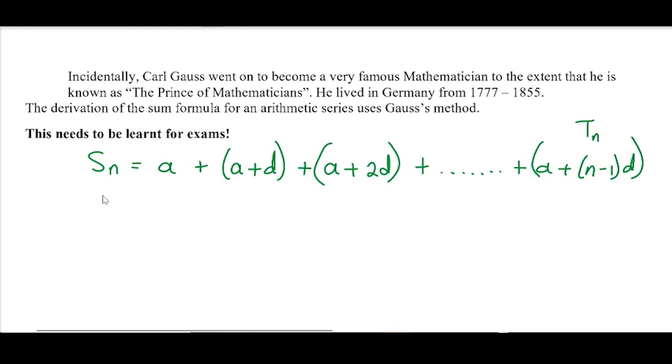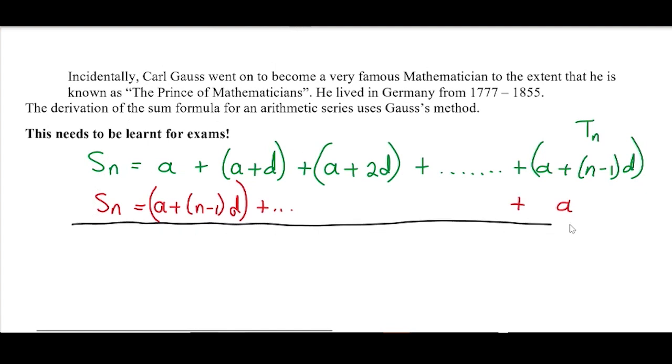Underneath here now, I'm going to write them down backwards, exactly like Carl Gauss did. So what I'm going to get here is a plus n minus 1 lots of d. This is the last one. This is this one over here. And this will in fact go the whole way down to a, which is the first one when I write them down backwards. Now, when I add these two rows up, I'm going to get Sn plus Sn. I'm going to get 2 lots of Sn.